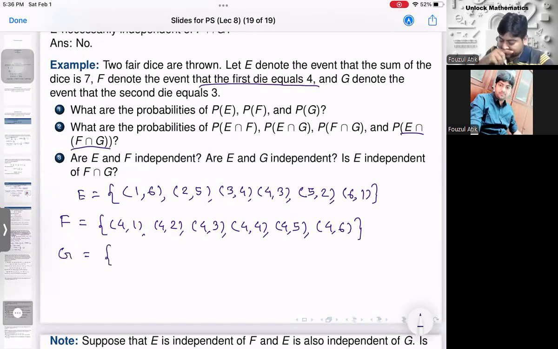And the third one is G, the event that the second die equals 3. So the first one may be 1, second die should be 3. Then this is 2, 3. So these are the outcomes of the event G. So we are writing the outcomes of the event G, 4, 3.